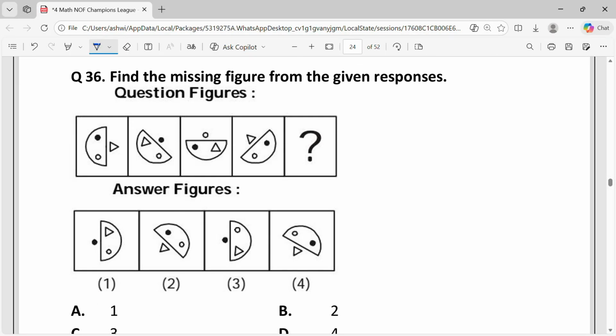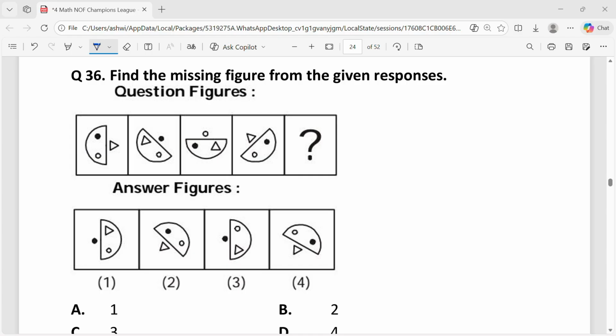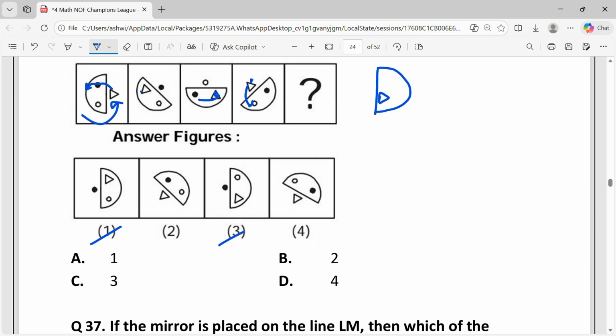Question 36. Find the missing figure from the given responses. In the question figure, we can see that the bigger semicircle is rotating in an anti-clockwise direction. So in the next figure, it will be like this. Next, we observe that the triangle, which was first outside, also moves in an anti-clockwise direction. That is, next went inside, then next on this, then out. So in the next figure, it will be on this side. So from the given options, the answer could be 1 or 3. But comparing with the triangle, the answer is 3. That is option C.